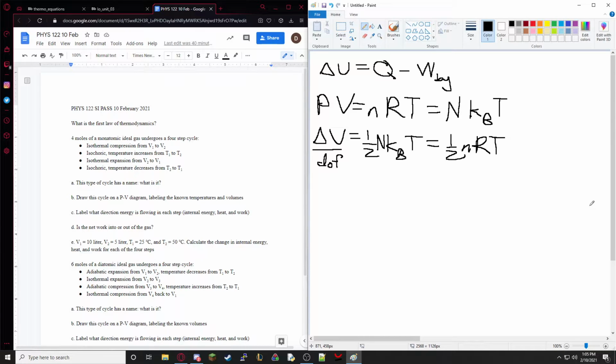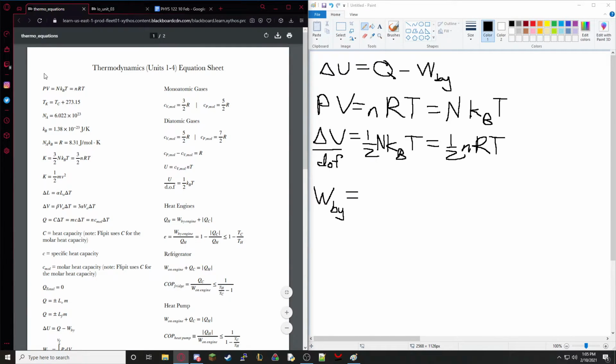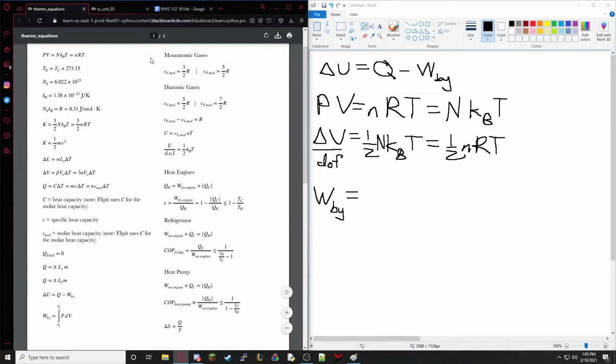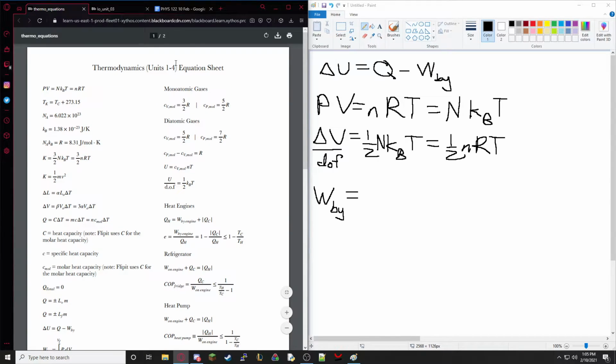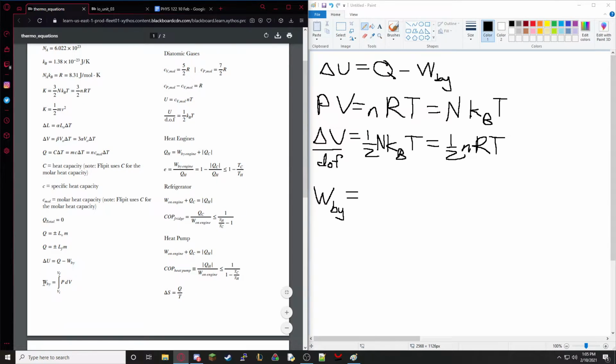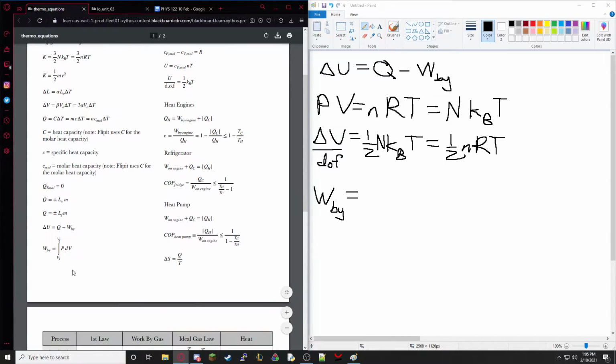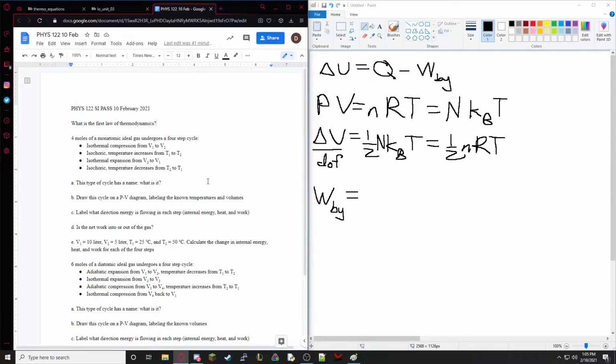Anyone else apart from Matthew? Let's at least get someone else in here, because I know Matthew's just going to run through all these. How do we relate the work to pressure, volume, temperature, etc.? You take a look at the equation sheet. It should be in here. It's going to be a little integral down here at the bottom, where our work being done by the system is the integral of P dV.